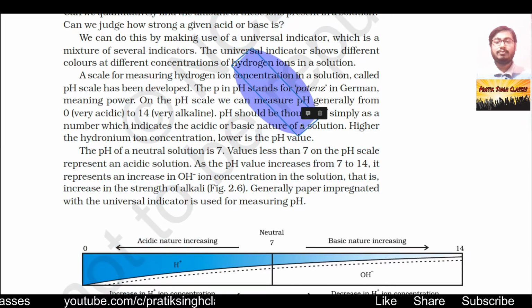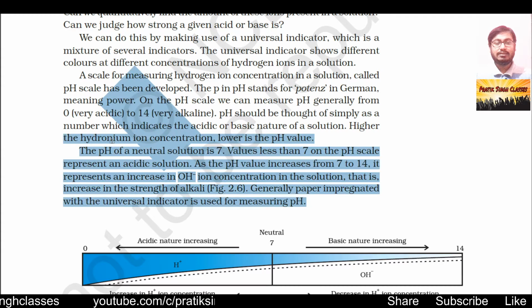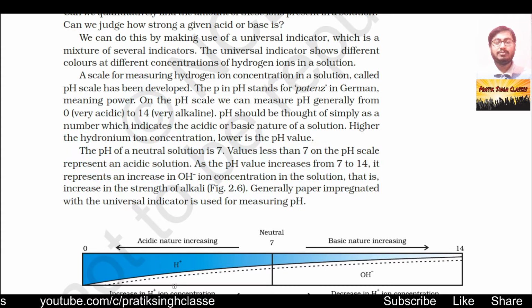So just by finding out the pH number, from 0 to 14, we can find out whether the given solution is acidic or basic, and how much stronger it is. The higher the hydronium ion concentration, the lower the pH value. That means if the amount of H plus ion, that is hydronium ion, is very high, the pH value will be very low, very near to 0.